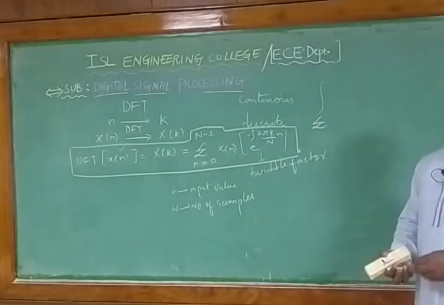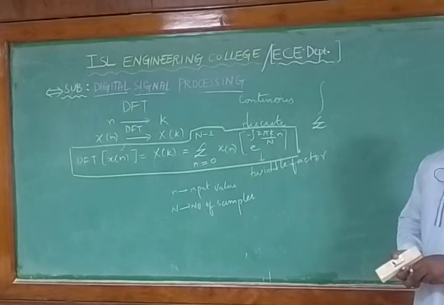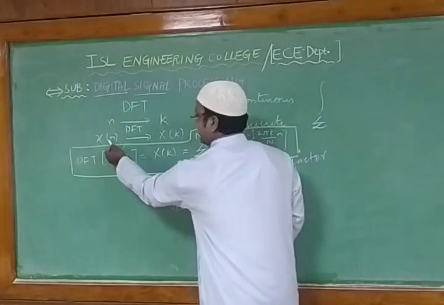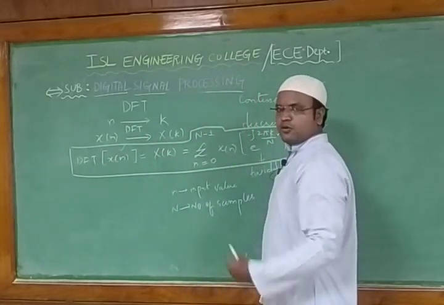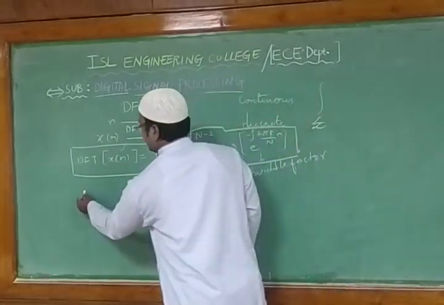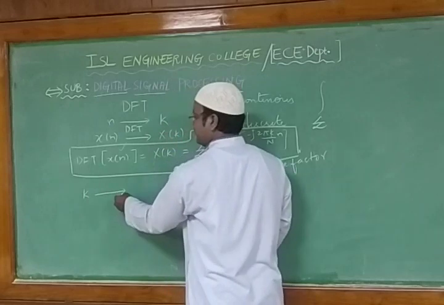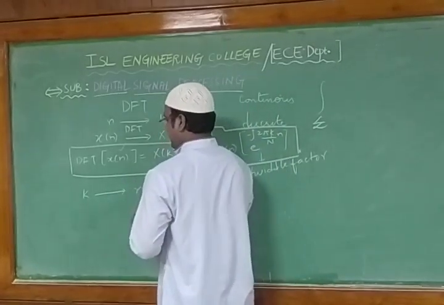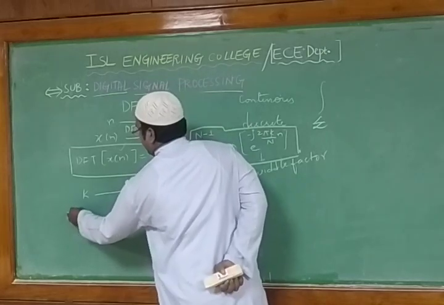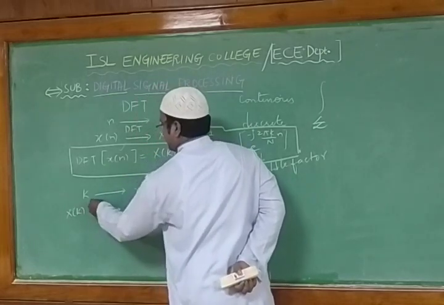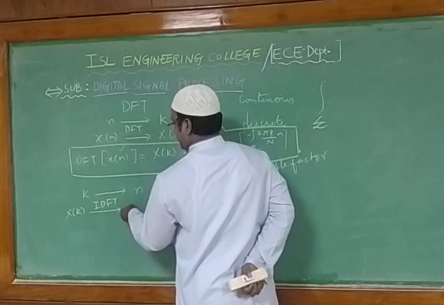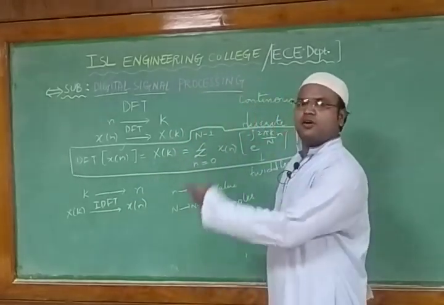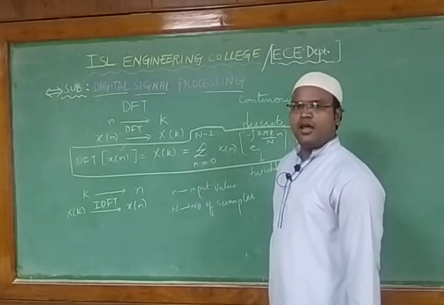Likewise, if I want to write the expression for IDFT, IDFT is the reverse of it. Your x of n was converted into x of k. Now we take k and want to convert it into an n domain signal. So for doing this, we apply IDFT on x of k, converting it into x of n. So your k samples of the input are converted into an n domain signal.